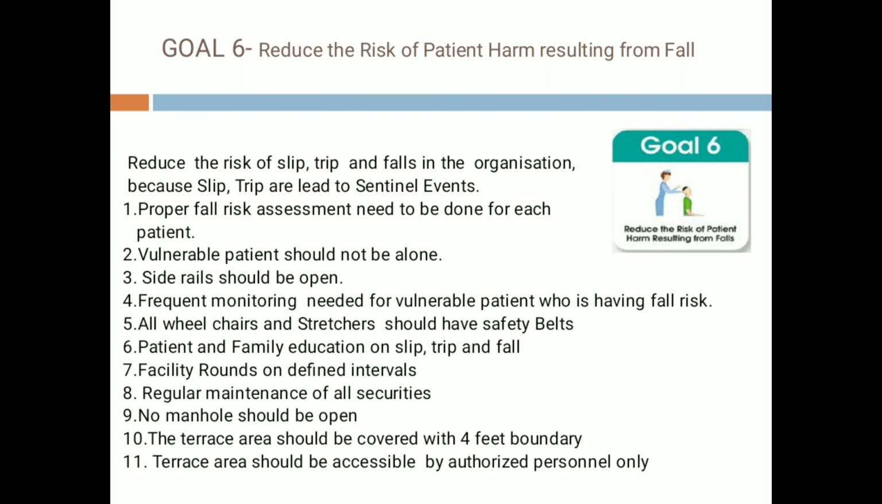All wheelchairs and stretchers should have safety belts. Patient and family education on slip, trip and fall has to be given. Facility rounds on defined intervals. Regular maintenance of all securities. No manhole should be left open. The terrace area should be covered with a 4 feet boundary. Terrace area should be accessible by authorized personnel only.